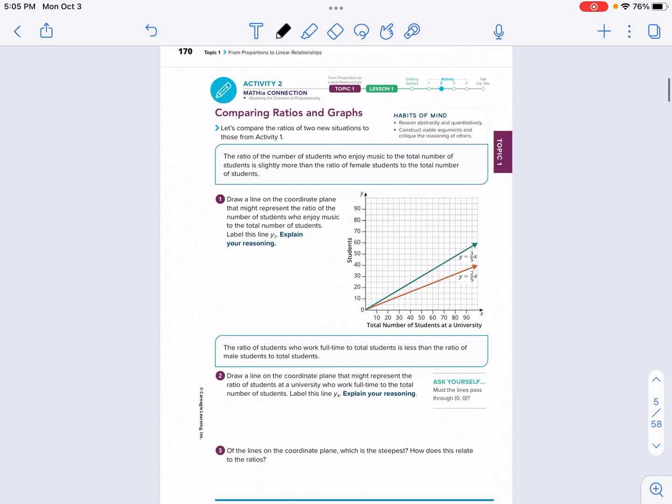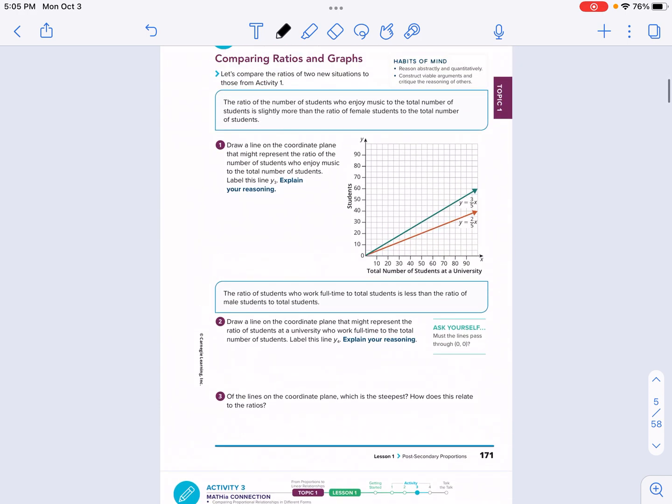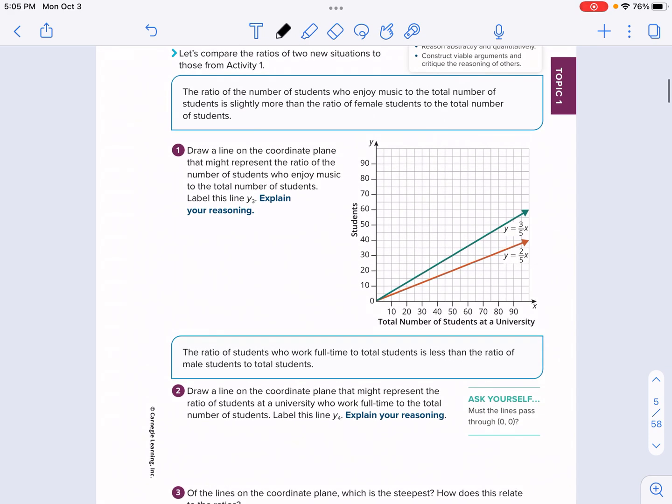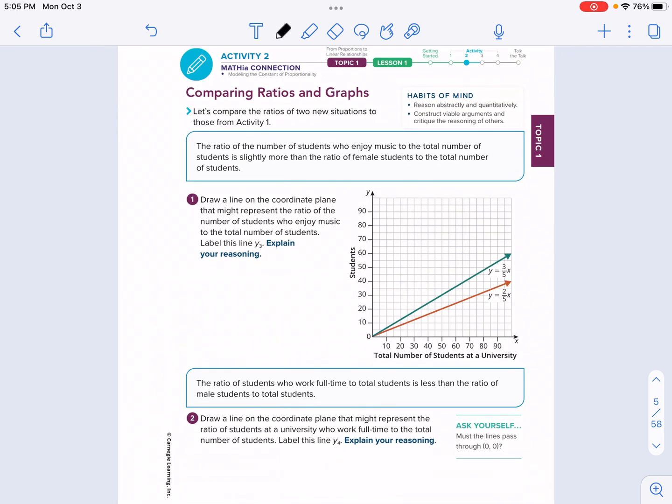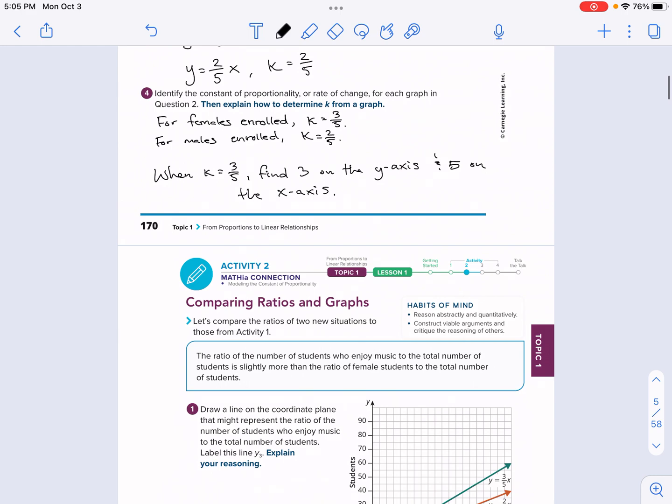We'll go over activity 2, which is 171, together. So if you do finish, I'm going to recommend that you work on Mathia, and then we'll complete this together. But we're just completing the warm-up, getting started in activity 1. We'll call it there.